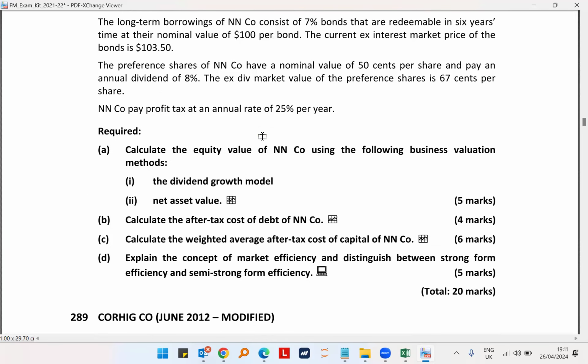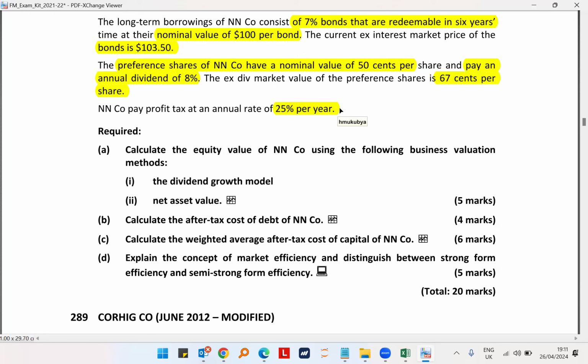They're saying that the long-term borrowing of NN consists of 7% bonds, redeemable in 6 years' time at their nominal value of 100. The ex-interest market price of the bonds is 103.5. Then the preference shares have a nominal value of 50 cents per share and pay an annual dividend of 8%. The ex-div market value of the preference shares is 67 cents per share. Then they have given us the tax rate of 25% per year.